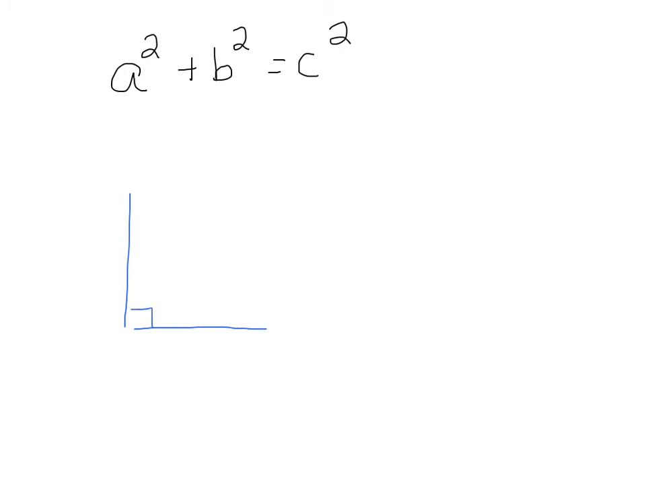The Pythagorean theorem is given by the equation that a squared plus b squared is going to equal c squared. So basically, the side of each leg squared, this is a, this is b, so a squared plus b squared is going to equal the hypotenuse squared, c squared. So let's take a look at how I can use this to solve for a side.